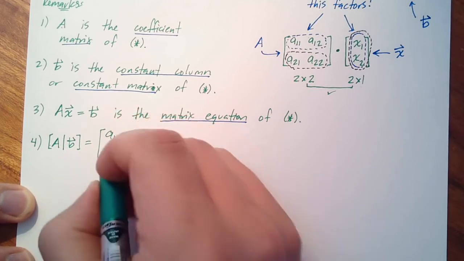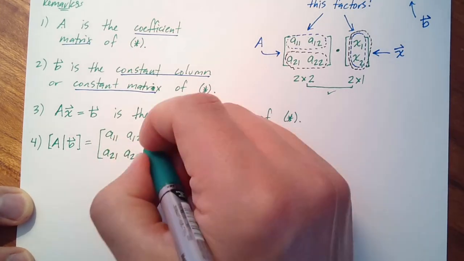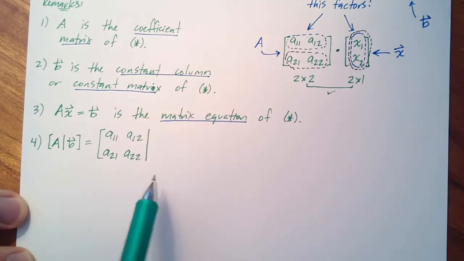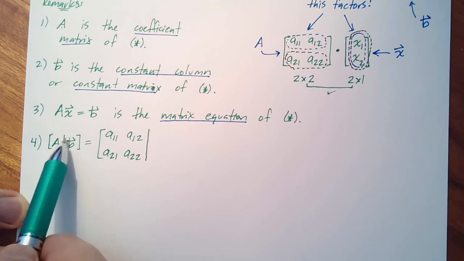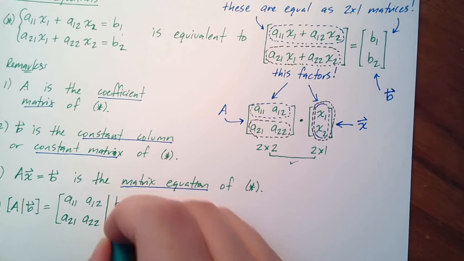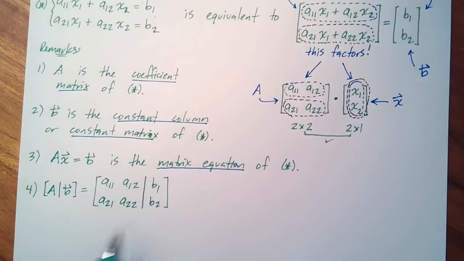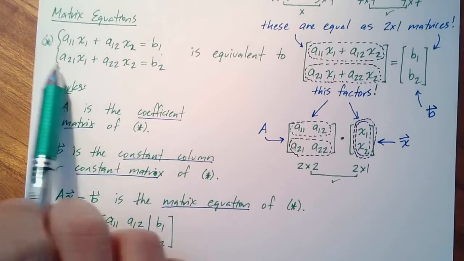Right, because these are the entries of the coefficient matrix A. And then I'm going to draw that vertical line, and then over on the right I'm going to write the entries of the constant matrix B, which were B1 and B2 over here. So I got B1, B2. And what is this? This is not anything new. This is something we've seen before. This is actually the augmented matrix of this linear system.